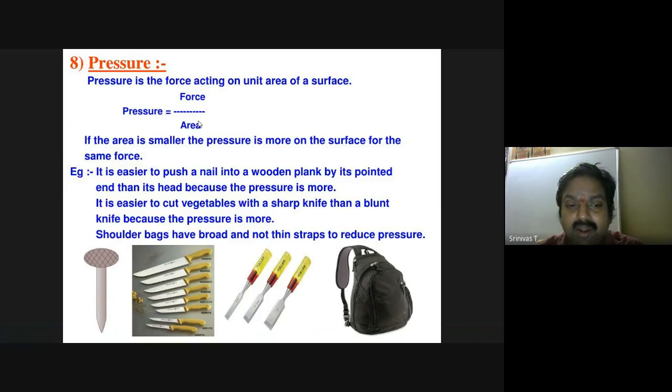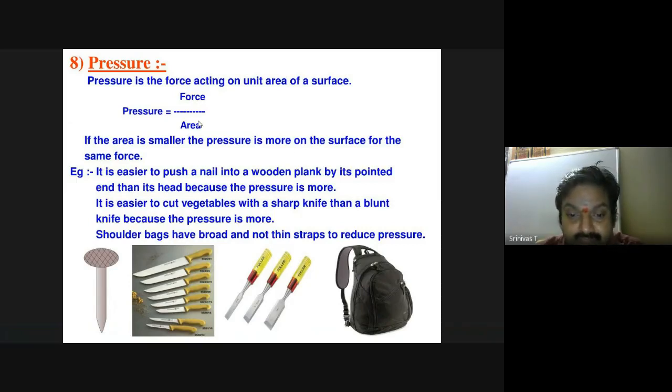We use this principle generally in household items as well. As an example, it is very easy to push a nail into a wooden plank by its pointed end, because the surface area is very small at the pointed end. But it is very difficult to push in the head, because it has more area of cross section, more area of exposure. Similarly, we can cut vegetables with a sharp knife more easily than with a blunt knife, because the pressure is more. The exposure area is less in sharp knives, so the vegetables will be cut very easily. And finally, we have shoulder bags with broad straps.